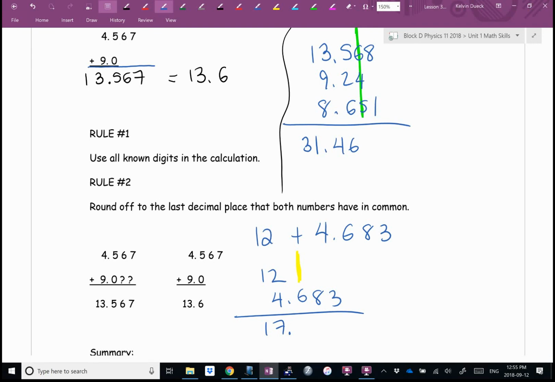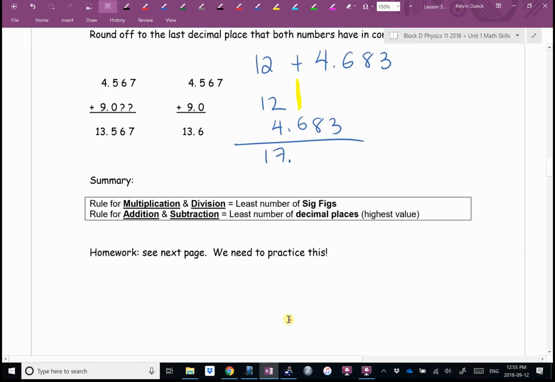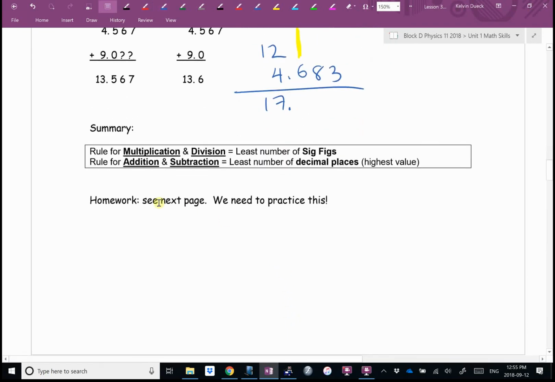Courtney sort of has her hand up. I know what she's thinking. She's saying, Mr. Dueck, you said that if we got good, we could do these without rewriting them. You can. I'll show you. It says homework, see next page when you practice, but you got some white space down here, yes? What if they don't give them to me vertically and I'm too lazy to rewrite them?